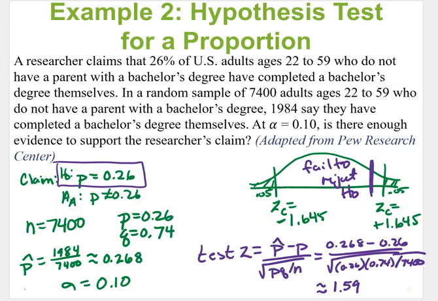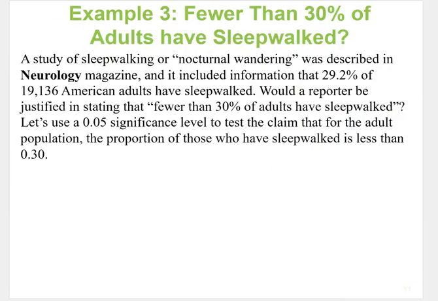All right, next example. A study of sleepwalking, it's now called nocturnal wandering. I guess we have to be PC about even sleepwalking these days. It was described in Neurology magazine, and it included information that 29.2% of the 19,136 adult Americans have sleepwalked. Would a reporter be justified in stating that fewer than 30% of adults have sleepwalked? Let's use a 0.05 significance level to test the claim.